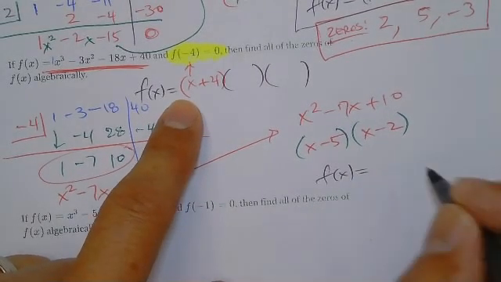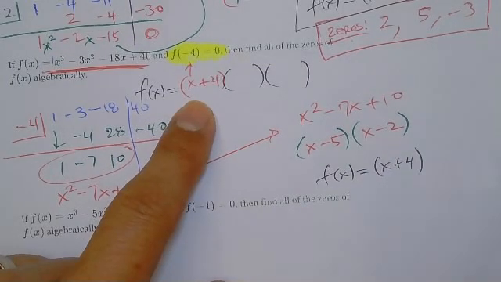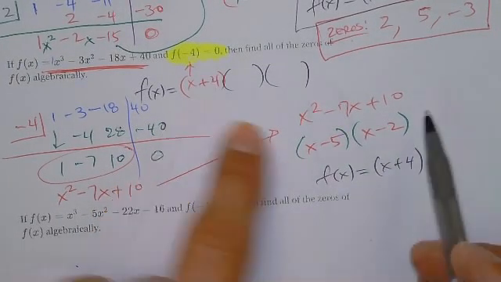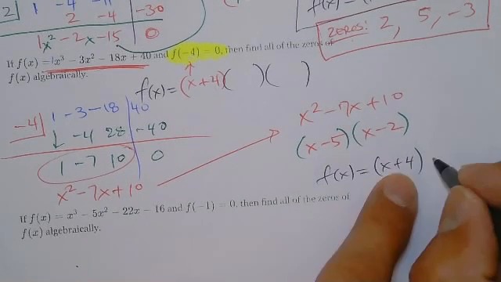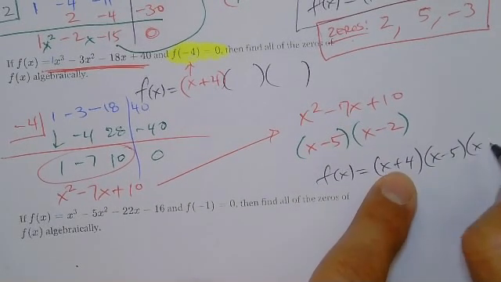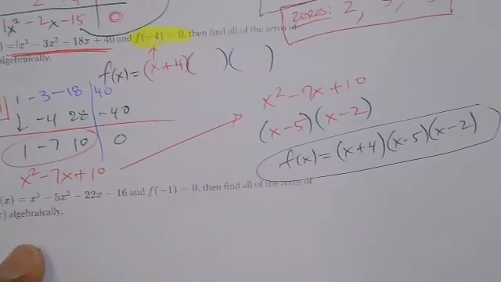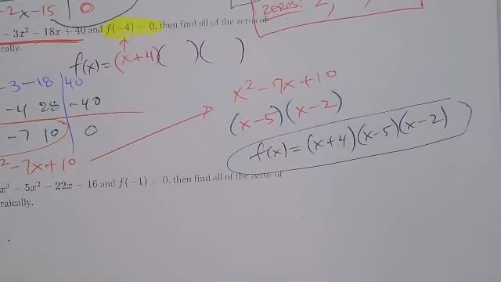So what is the factored form of this equation? Well, remember, we had the first one up here, and I just found the other two. The factored form is f of x equals x plus 4. That's the first one they gave us indirectly. They gave us that indirectly. X plus 4. And I just found these other two: x minus 5, x minus 2. That's nice.